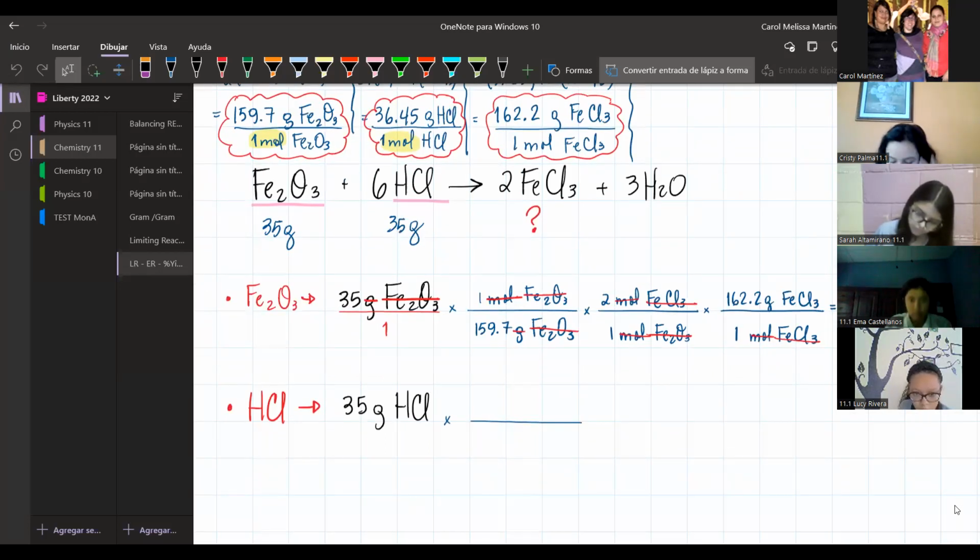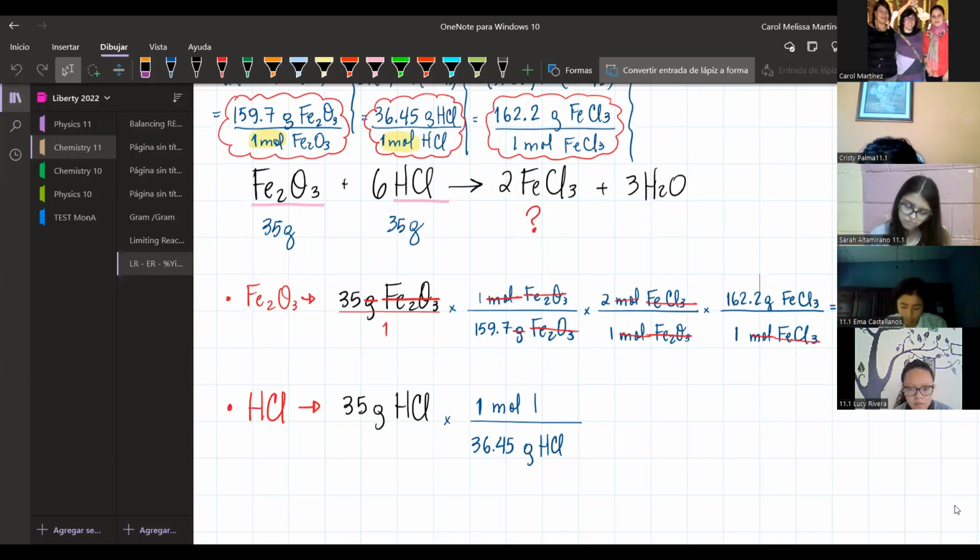What do I use in the first step? Molar mass. Where do I write the grams? Down. Grams HCl, down. How many grams? 36.45, the molar mass. In the upper part, you're going to write 1 mole. Always molar masses are over 1 mole. So this is 1 mole of hydrochloric acid. Get rid of the units, grams HCl with grams HCl.